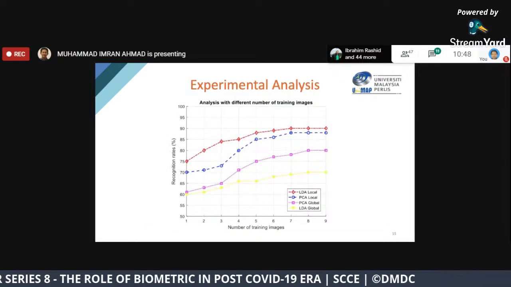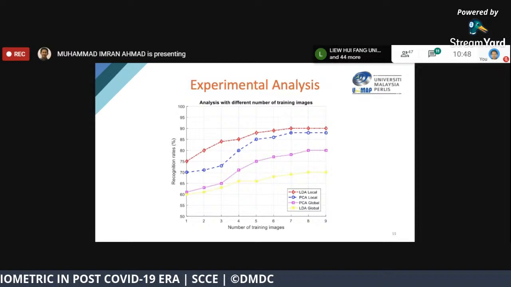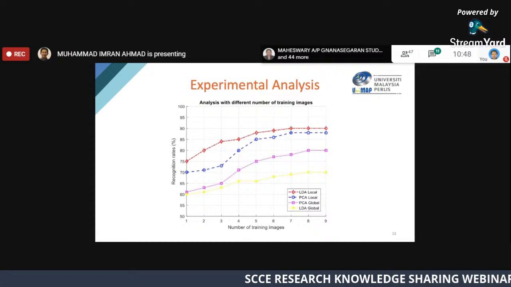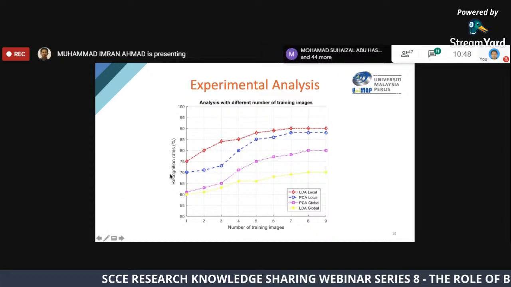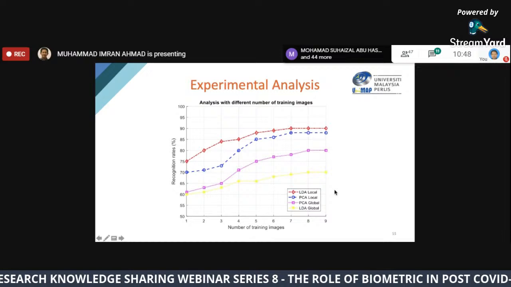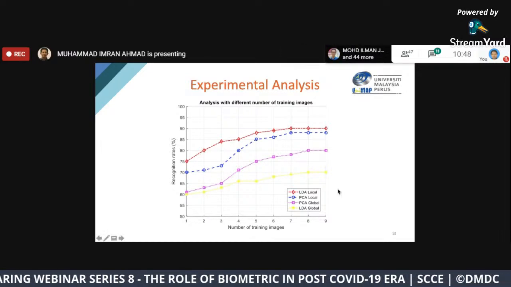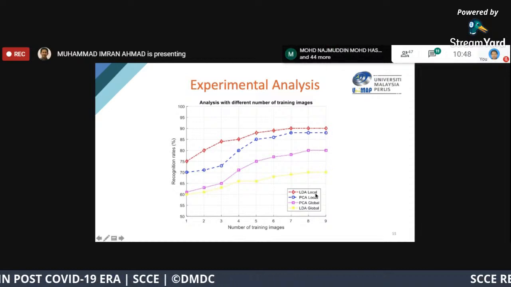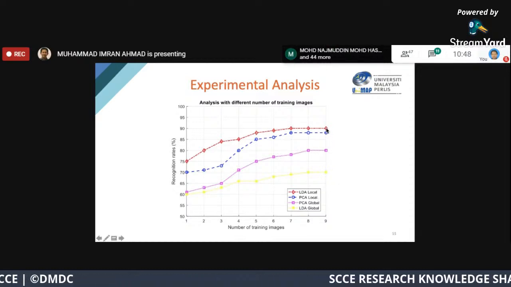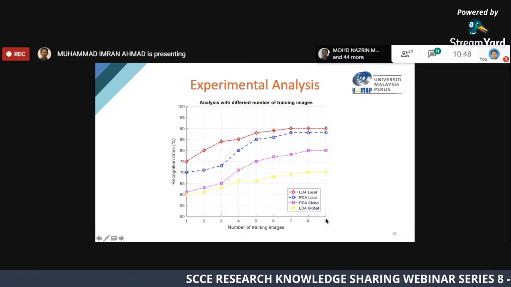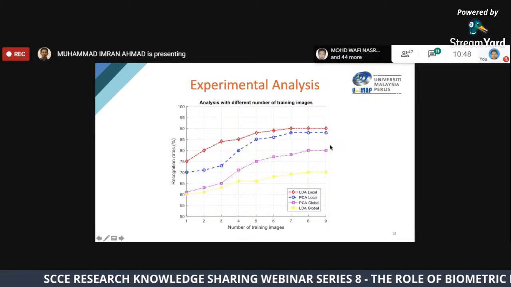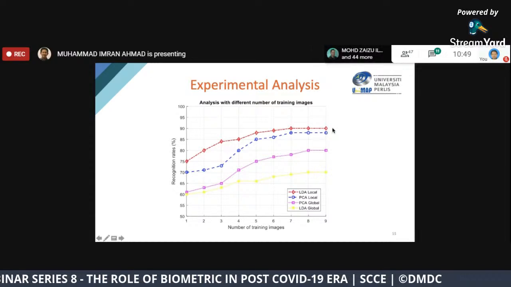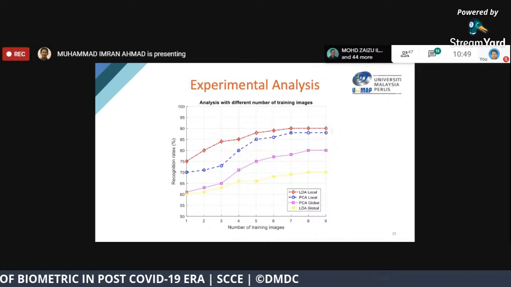Okay, this is the experimental analysis. I have 10 minutes to stop the presentation. So we can see clearly in this analysis, the first analysis is based on LDA and also PCA. The top here is by using LDA, linear discriminant analysis, and also local features. When we use 9 training images, then the highest performance can reach up to 90. This is the case when we cover our face by using a face mask.